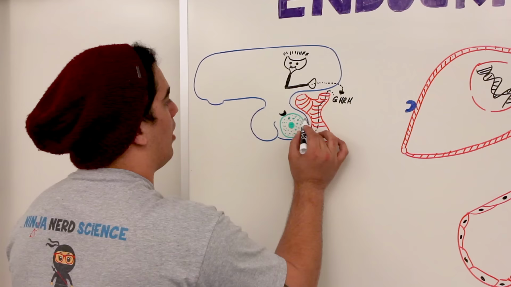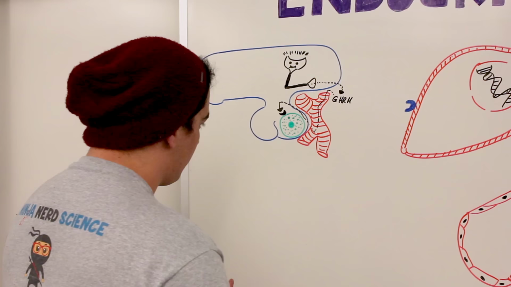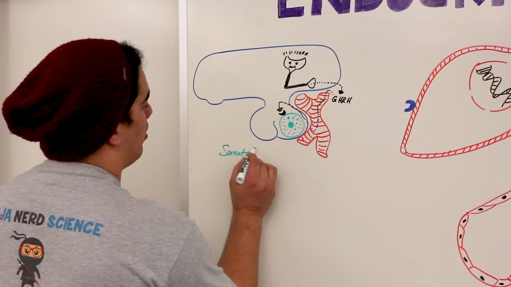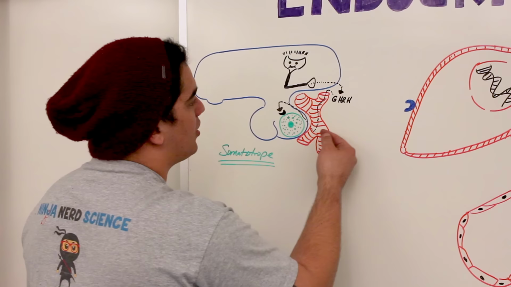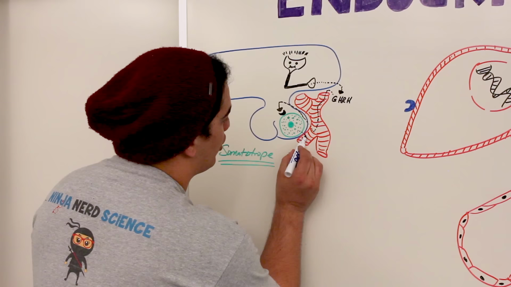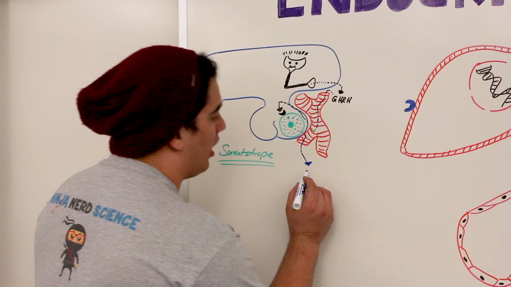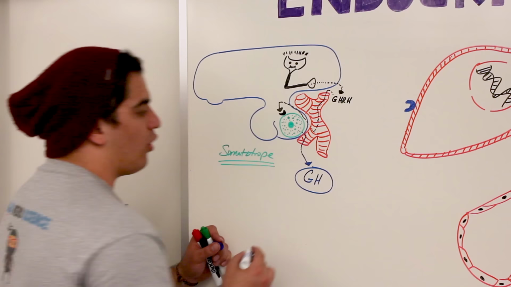It'll stimulate what? What is this green cell here called? This green cell here is called a somatotrope. A somatotrope, when it responds to the growth hormone releasing hormone, will secrete out into the bloodstream this very, very important hormone that we're going to spend most of our time talking about, and that is growth hormone. So this is growth hormone.